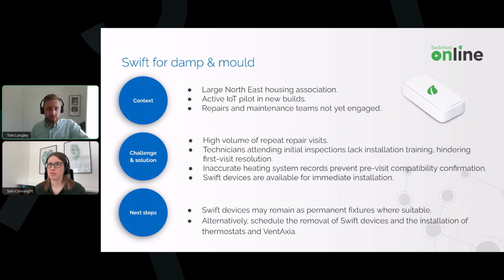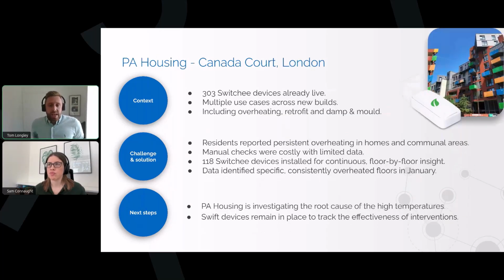Now, the next example I want to talk to is about overheating, and that is with PA Housing. So PA Housing have a building called Canada Court in London. Some of you may have seen it recently in the news because residents have been complaining about overheating. Again, for a bit of background, PA Housing are a current Switchee customer. They've already got about 300 smart thermostats across their estate already, and that's across multiple use cases. However, in this instance, the residents were complaining that the Canada Court was particularly hot even in winter months.